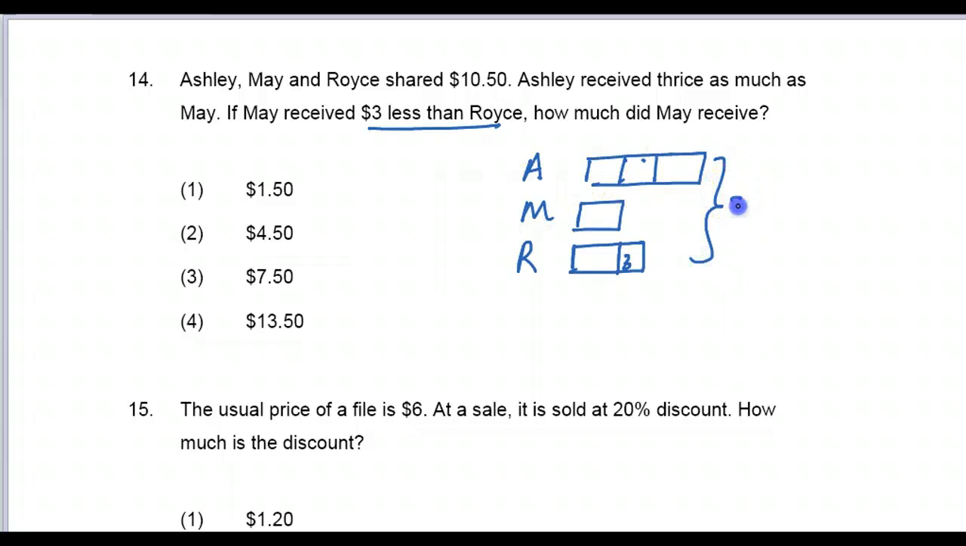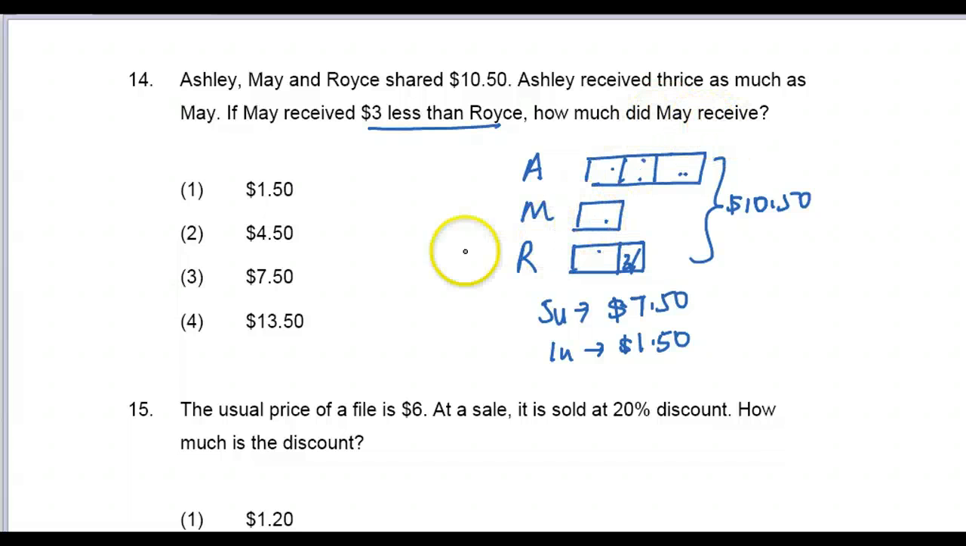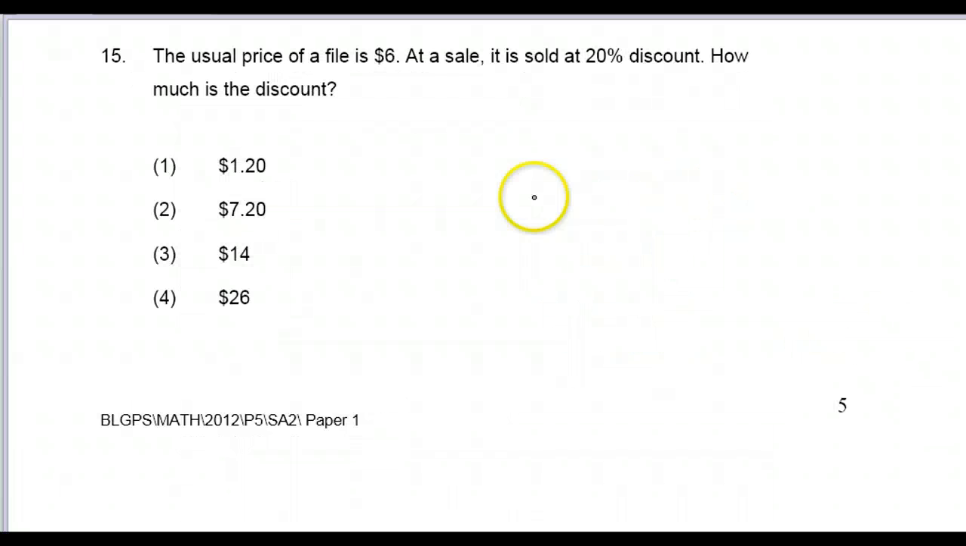Total amount they receive is $10.50. So what do I do? I take $10.50 minus off my $3, which I left with $7.50. I divide by 5 units: 1, 2, 3, 4, 5. So 5 units is my $7.50. 1 unit would be $1.50. How much did May receive? May is 1 unit, so May received $1.50.